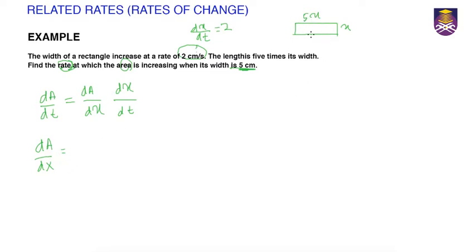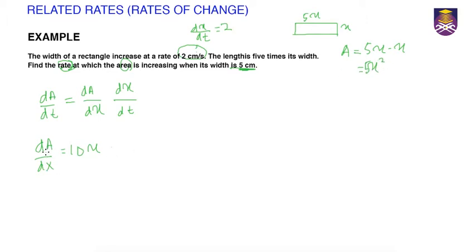We know that the area is equal to 5x times x, and that is equal to 5x squared. So this is our A. When we differentiate this, we will get 10x. This is our dA over dx. Let me repeat. A is area. The area of a rectangle is length times width, so 5x times x is equal to 5x squared. When you differentiate 5x squared to get dA over dx, you will get 10x.